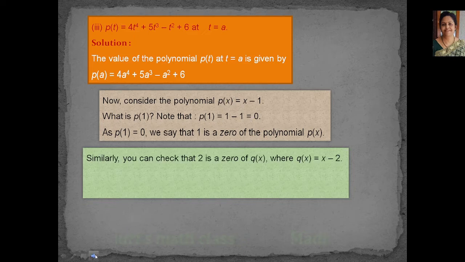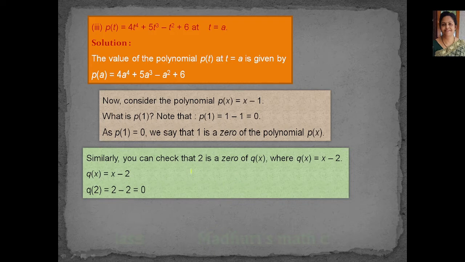Next one. Similarly, you can check that 2 is a 0 of q(x), where q(x) is x minus 2. So what is q(2)? 2 minus 2 is 0. q(2) is equal to 0. So 2 is a 0 of q(x).